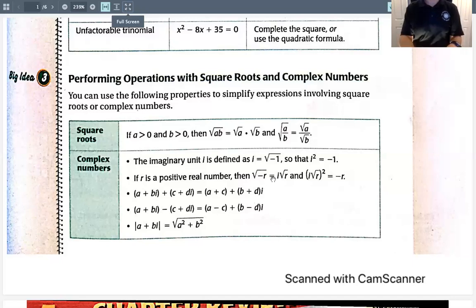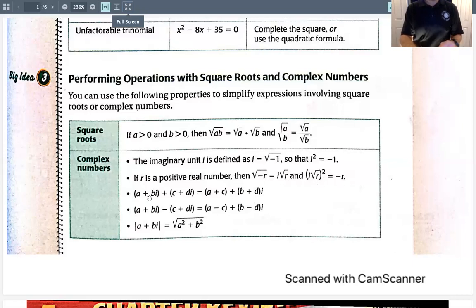Try to follow what they did here. They pulled out a -1. The square root of -1 is i, and then you also have the square root of r. Okay, so that's done. Then the second case is when they square that, the i gets squared, which makes negative one here, and then the root r gets squared, which just makes r.